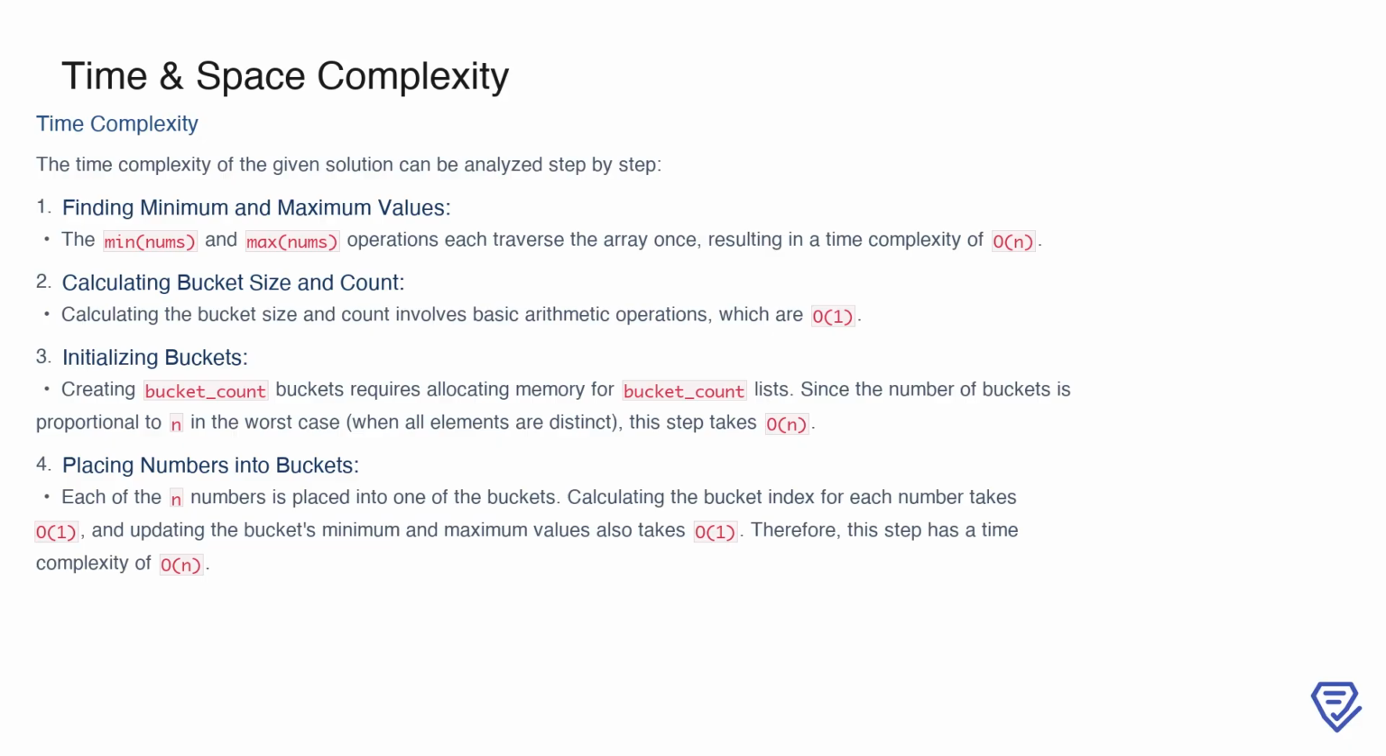Since the number of buckets is proportional to the size of the array in the worst case, this step requires O(n) time as well. Lastly, placing each number into its respective bucket involves determining the index for each number and updating the bucket's minimum and maximum values, both of which are constant time operations. Since we perform these steps for all n numbers, this part also has a time complexity of O(n).